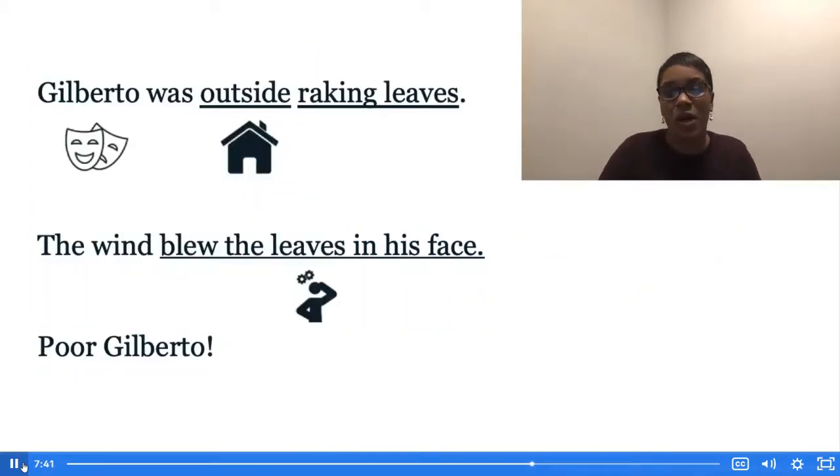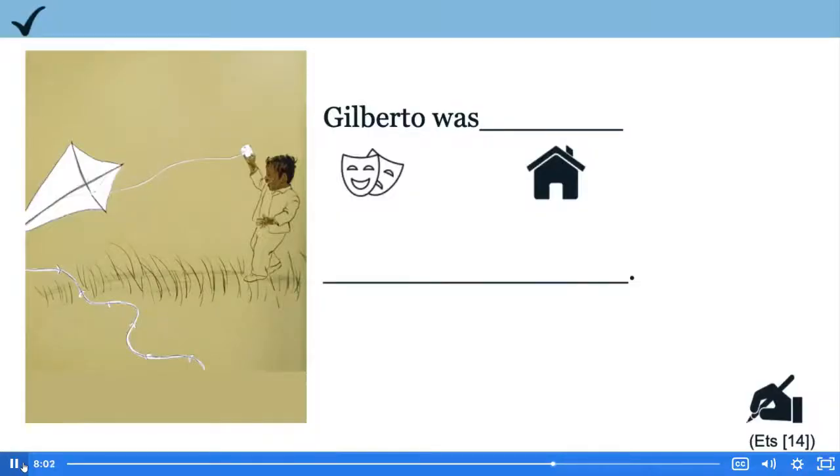Let's read what I've written to see how it sounds. Gilberto was outside raking leaves. The wind blew the leaves in his face. Poor Gilberto. Now, I don't know about you, but I think that sounds pretty good. I wrote about the picture and I have a character, a setting, and a problem. Now it's your turn. Turn to a clean page in your journal.